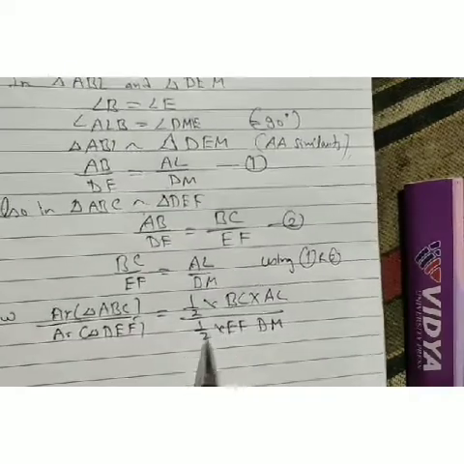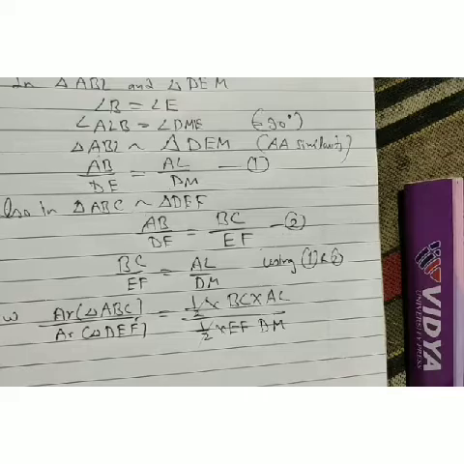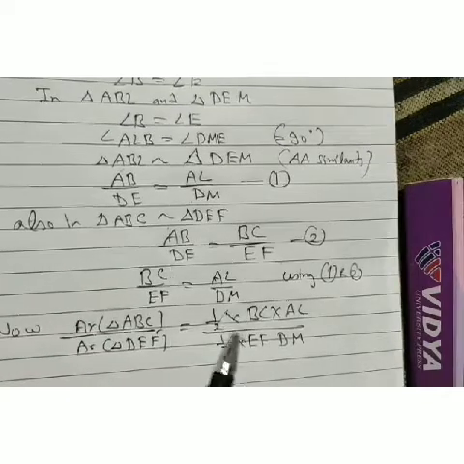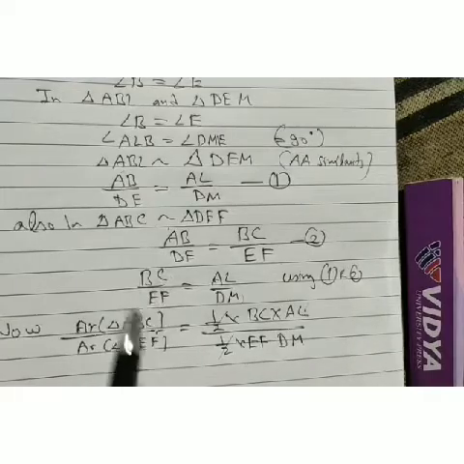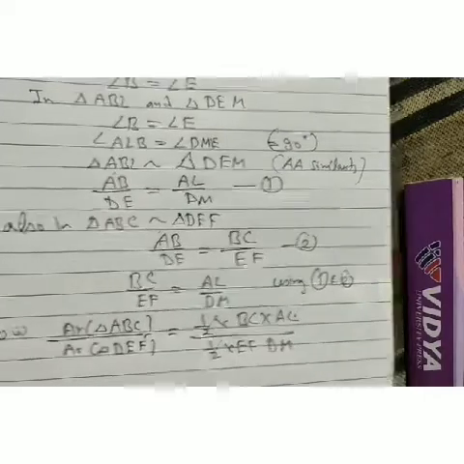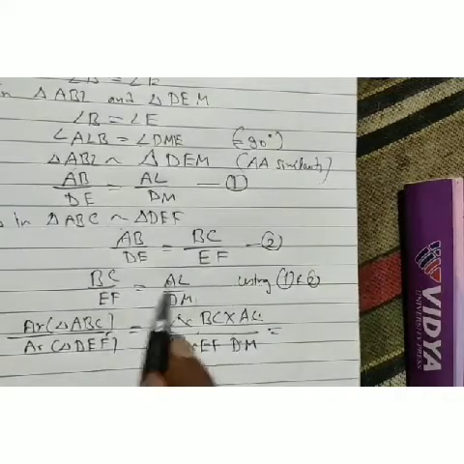Now look, this half and half cancel out, and we have to prove its corresponding sides, BC and EF, of the triangles. Now AL upon DM, AL upon DM is what? It is equal to BC upon EF. Then we are going to substitute this, putting AL upon DM equal to BC by EF.